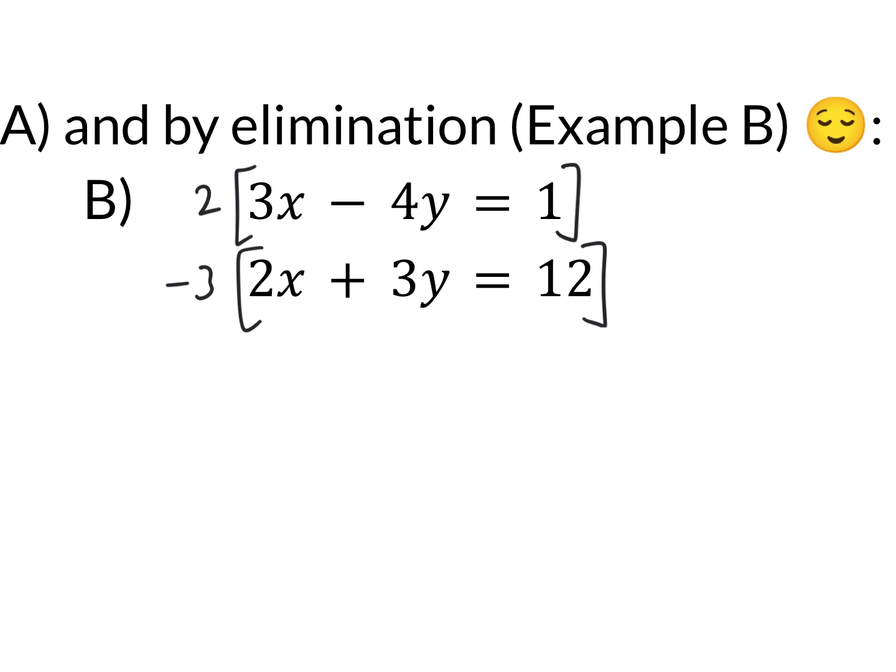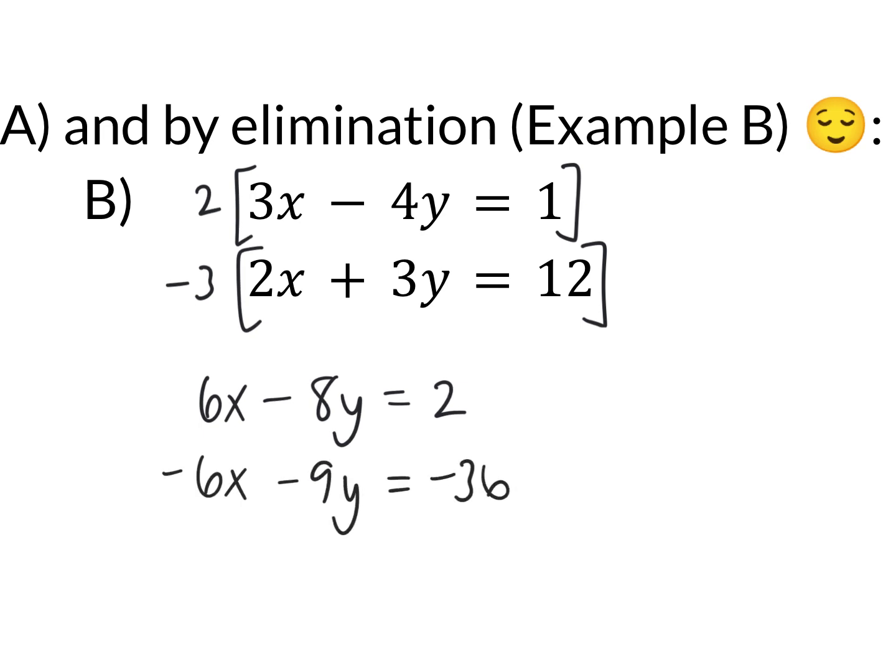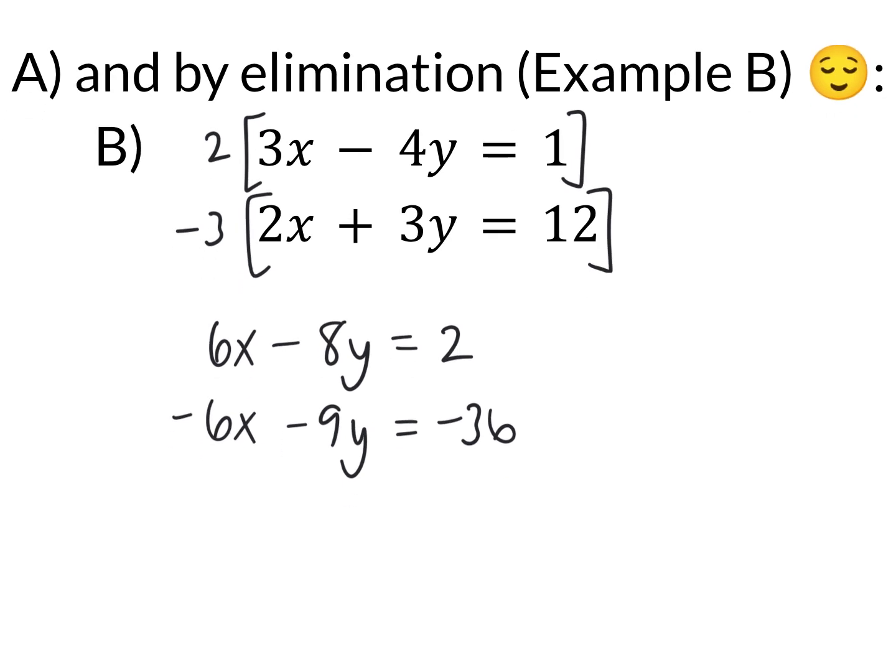Okay? So I got to distribute this here. I've got 6x minus 8y equals 2. Negative 6x minus 9y equals negative 36. Okay, so I can add these together here. X's go away.